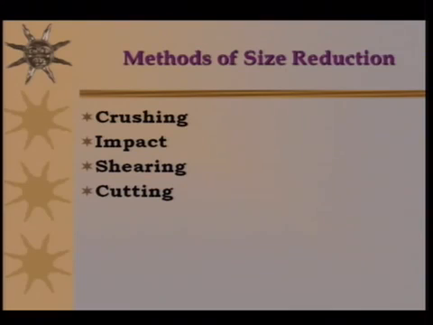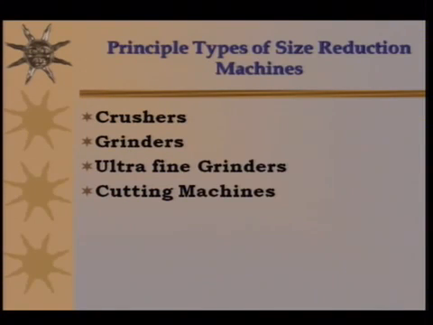Now, there are various methods of size reduction. I have put them into 4 categories. First is crushing, the second is impact, the third is shearing, and the fourth one is cutting. These are the principles of size reduction machines.